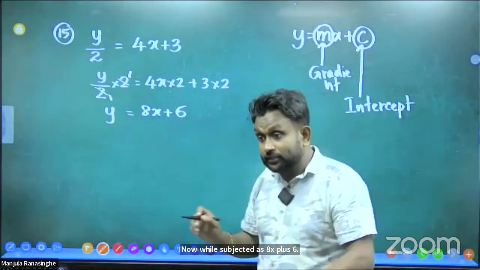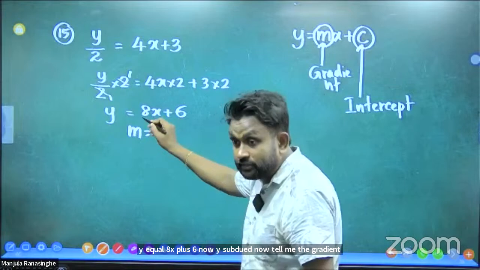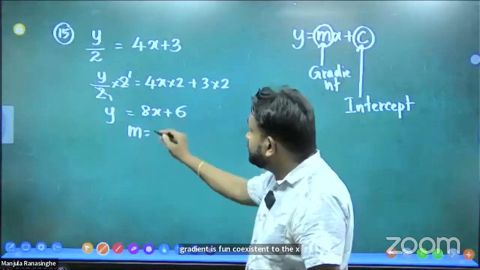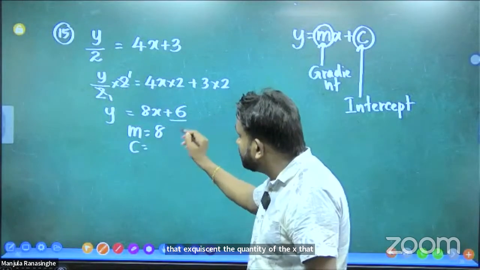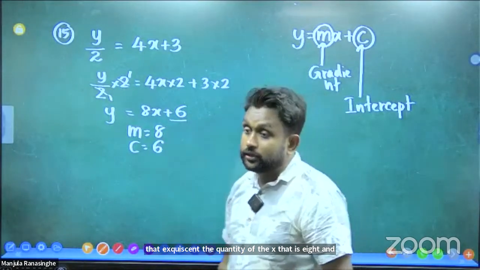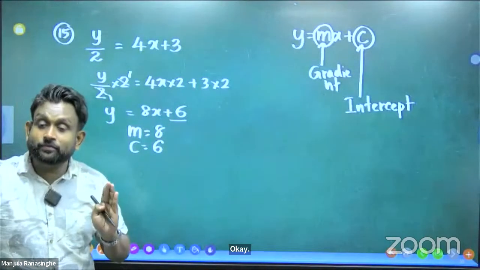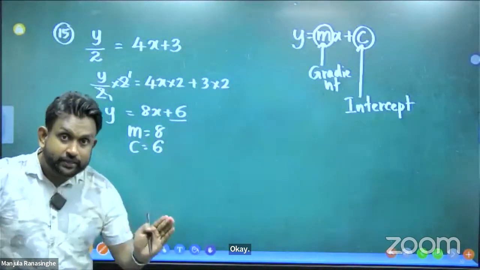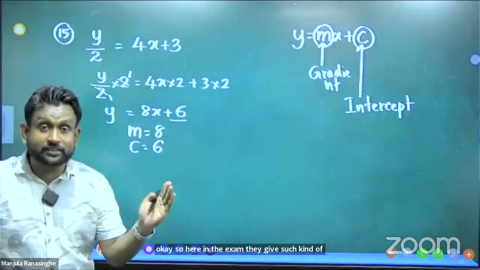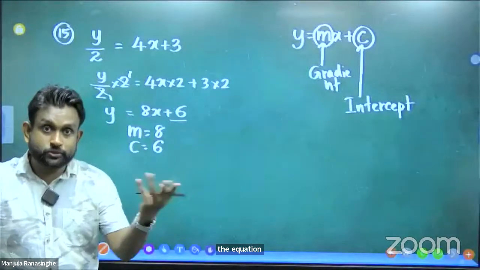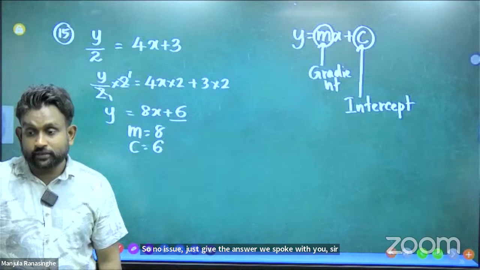Now tell me the gradient. The gradient is the front coefficient of x, the front value of x, that is 8. And what is the intercept? The constant after that, that is 6. In the exam, they give this kind of equation where y is not the subject. If y is the subject, y equal, then no issue, just give the answer from the x coefficient and the constant.